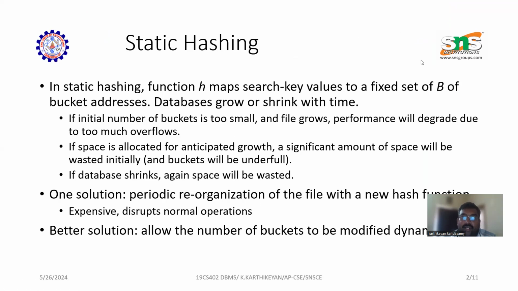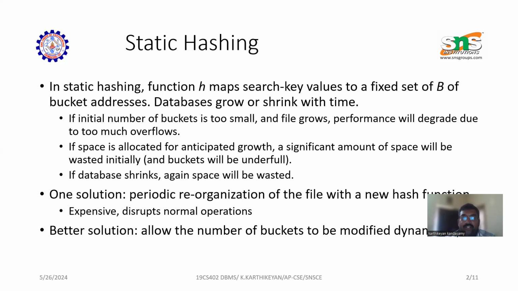So what is static hashing? The static hashing function H maps search key values to a fixed set of B bucket addresses. The database grows or shrinks with time. If the initial number of buckets is small and the file grows, the performance will degrade due to too much overflow.